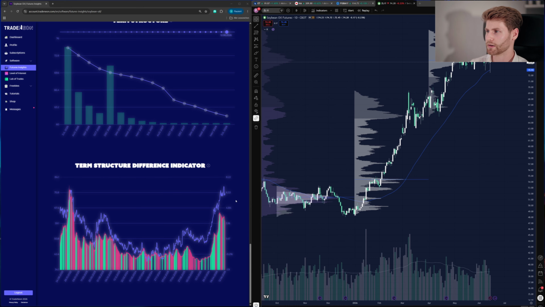I would just be a bit cautious if we see any more long signals in that situation. I would definitely have a look at my trade and reevaluate if I want to keep this position or not.